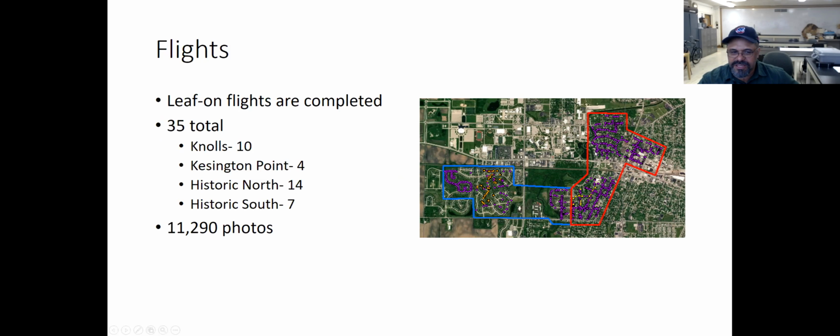The other areas, the historic sections, the historic south is this section here. It took me 7 flights to cover that. And then finally is the historic north, which is this section here, which actually took 14 flights. And a lot of that was just due to weather and technical issues. A lot of flights I was only able to get half a flight in before either the winds were too strong, draining my battery, or loss of data. So I actually had to refly several of the flights multiple times. In total for this data set, I have 11,290 images that I'm using to process.